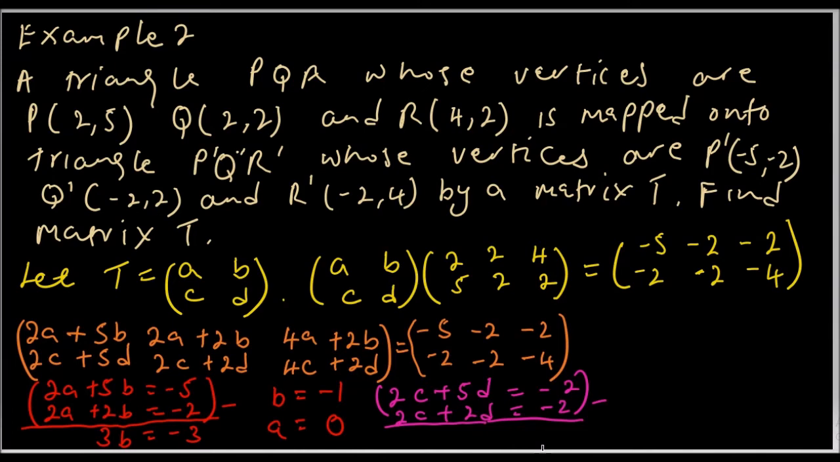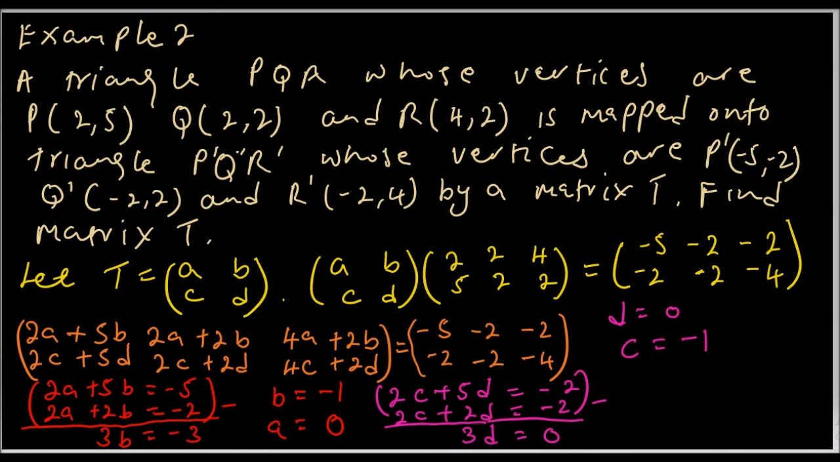We can subtract so that we get rid of C. So 2C minus 2C is 0. 5D minus 2D, that will give us 3D. This is minus 2 minus minus 2, that will be minus 2 plus 2, that will give you 0. So if you divide both sides by 3, D is equal to 0. If you substitute in one of the equations here, for example, the second one, 2C plus 2 times 0 is equal to minus 2. You divide both sides by 2, you find that C is equal to minus 1.